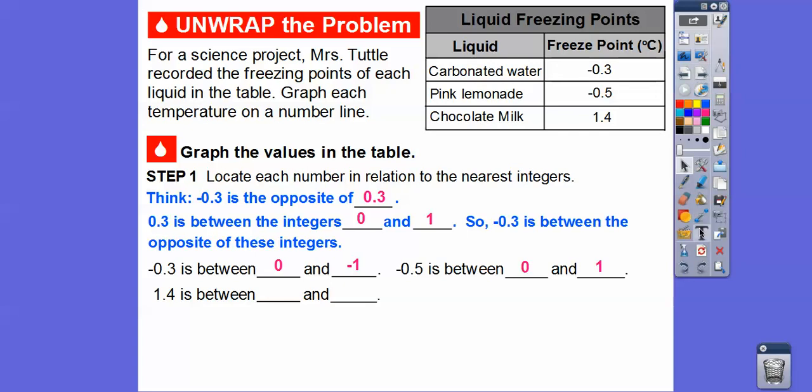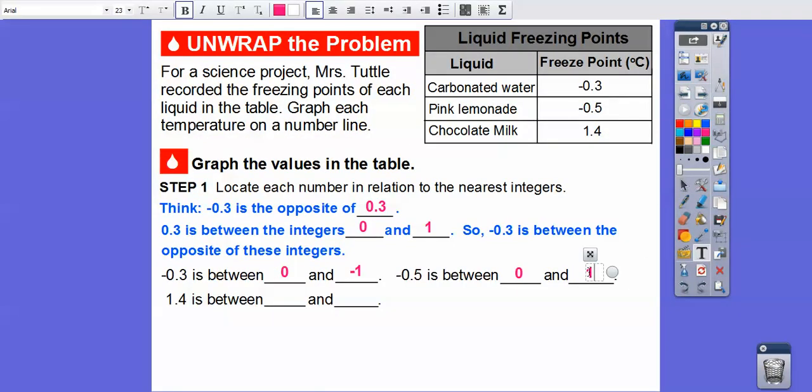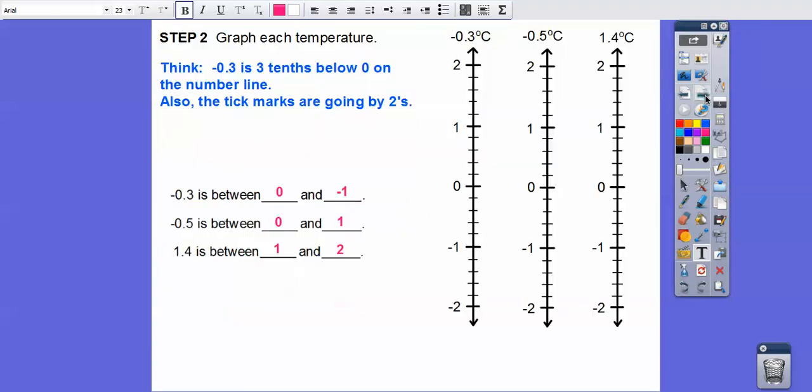This should be a -1 right there. Let's put that in there. And 1.4 is between the integers of 1 and 2. Let me put that negative back in there. Okay, so let's go ahead and graph each temperature.